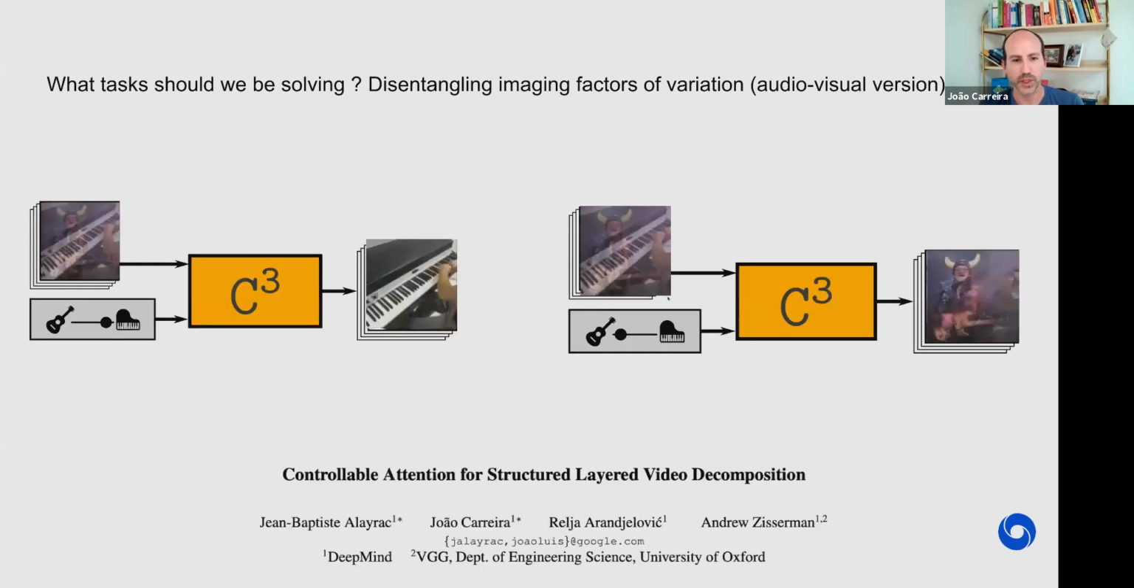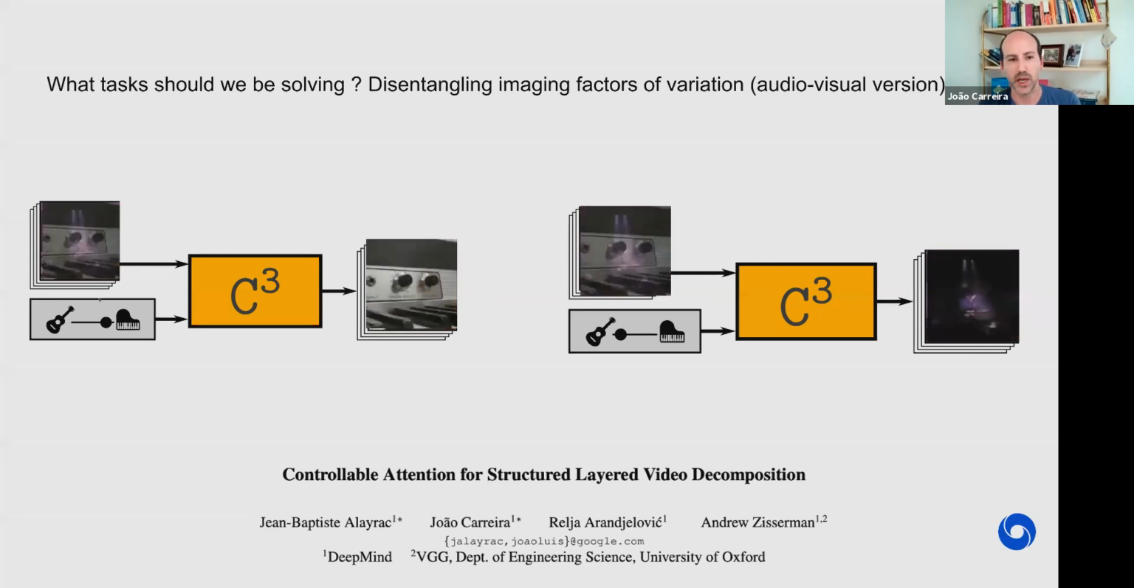Then we still did a follow-up work on this, that is an audiovisual version. And the idea here is that maybe there's a scene with some reflections, and we want to be able to control which of the layers to output based on some control signal, in this case, audio signal.